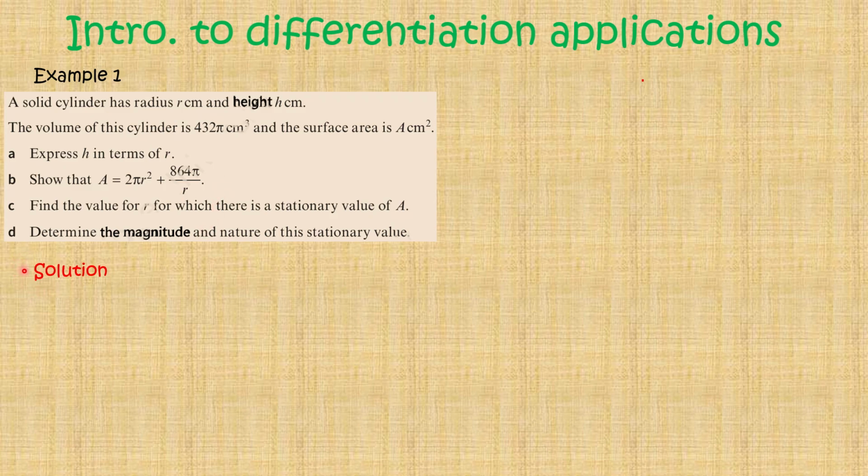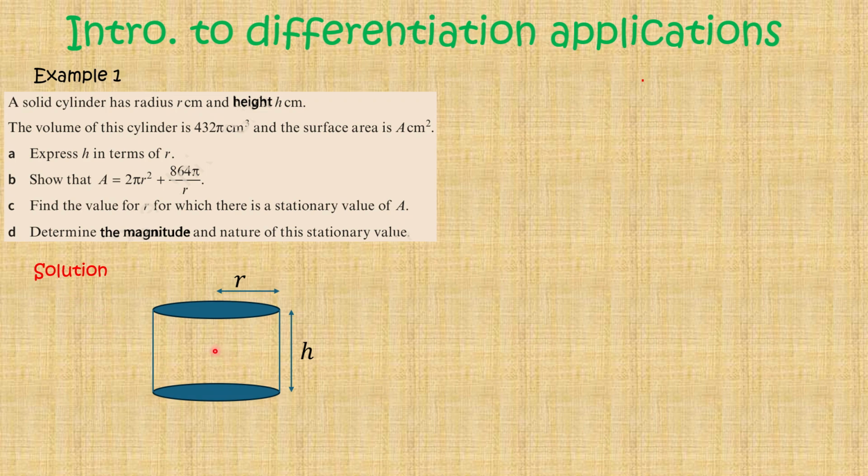So the solution. We start by constructing the diagram so that we have a picture of what the question is asking of us. So we see the cylinder with the radius r and the height h. Then the next thing that we're given is the volume. And we know the volume of a cylinder is given by pi r squared h, and then we equate that to 432 pi. With that, we are going to solve for h by dividing throughout by pi r squared so that we have 432 pi over pi r squared.